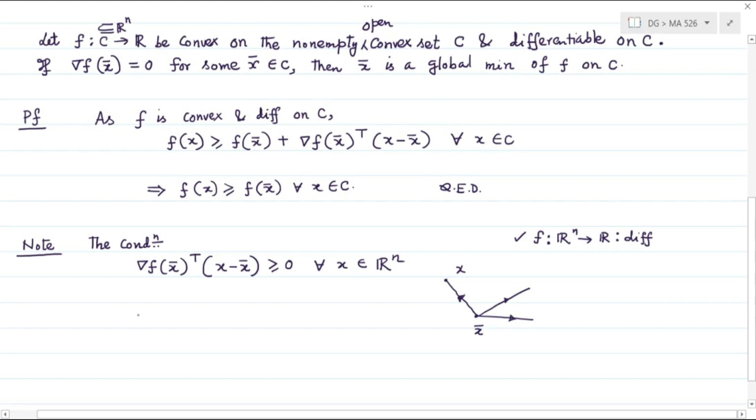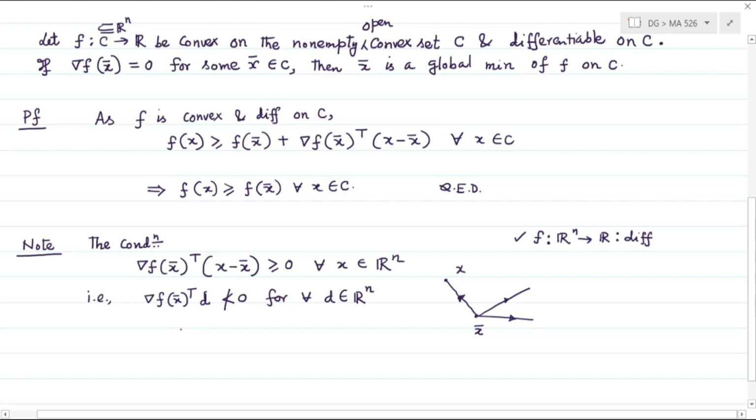This implies that there is no descent direction of the function. That is, the gradient of f at x bar transpose d is not less than 0 for all d belonging to Rn. What does this inequality say? It says you don't have any direction d along which f is decreasing. So there is no descent direction. The condition that the function f does not have any descent direction does not necessarily imply that f has a local minimum at the point x bar.